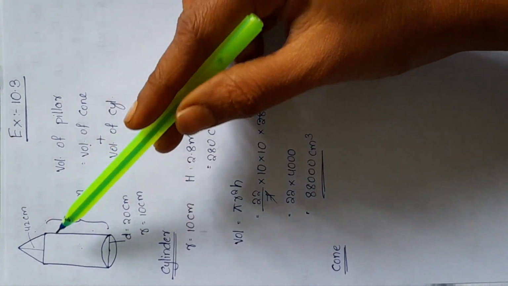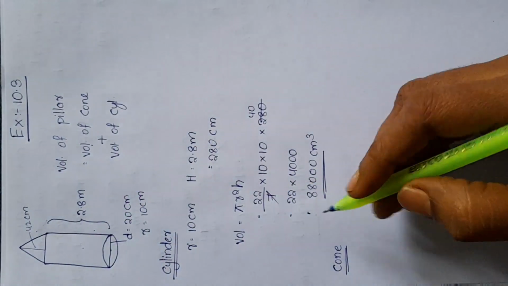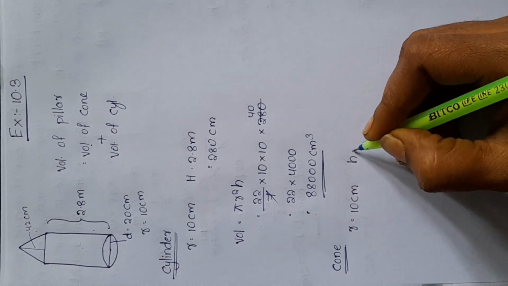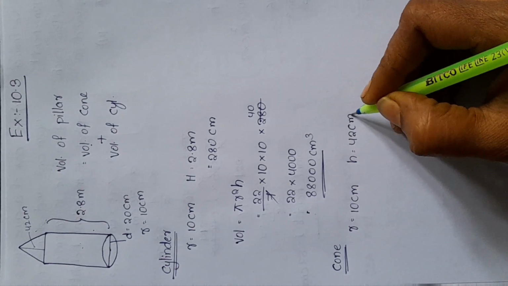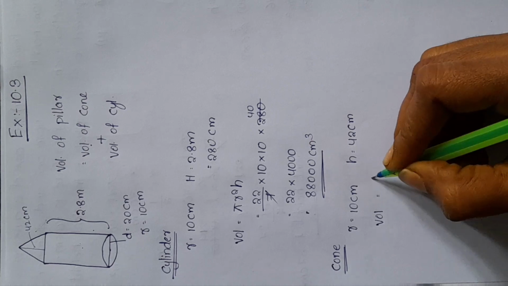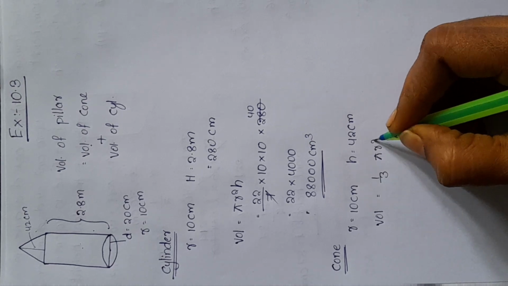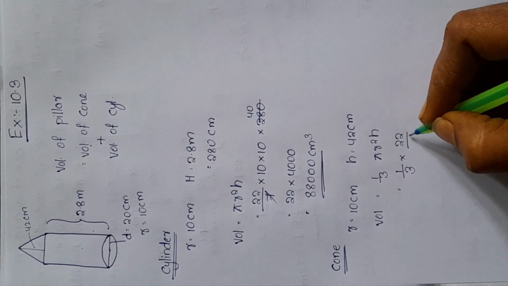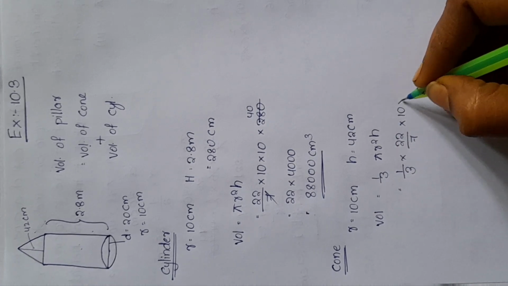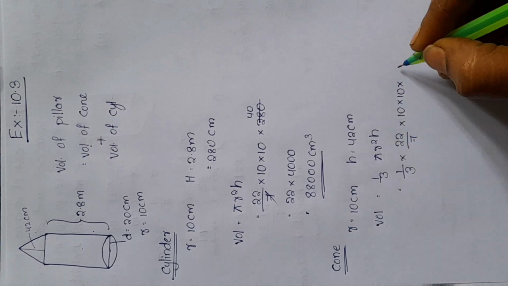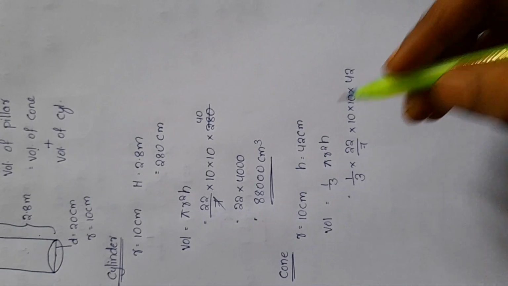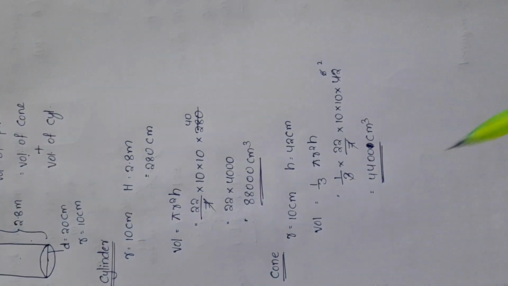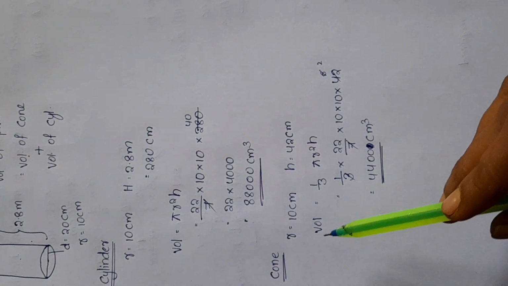Now for the cone, the base of the cone and the cylinder are same. So R is equal to 10 centimeters in the cone part also. H is equal to 42 centimeters is given. Now the volume formula is 1 by 3 pi r square h. Now substituting the values, 1 by 3 into 22 by 7 into R is 10 into 10 into height is given as 42. Cancellation, 7 6 times, 3 ones, 3 twos. 4400 centimeter cube is the volume of the cone.